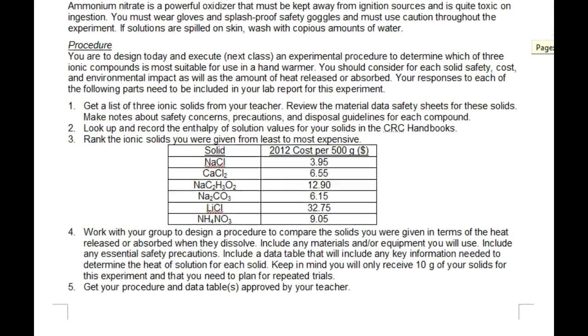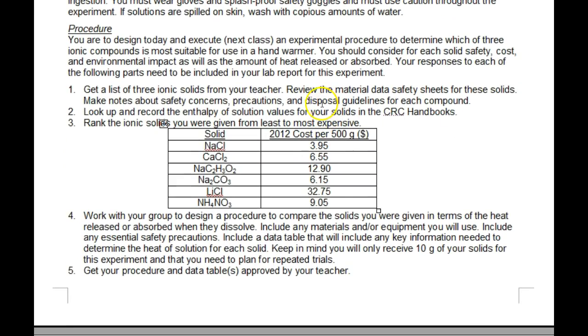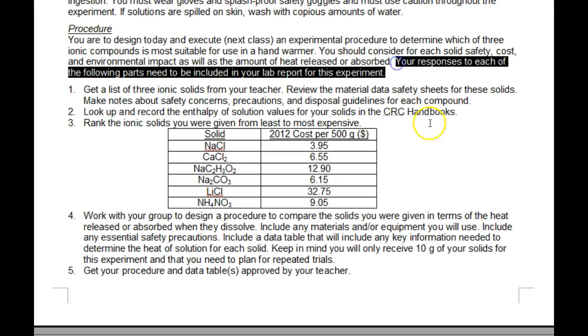Note that in the procedure you were asked to make notes about the safety concerns, precautions, disposal guidelines, record the enthalpy solution values, rank the solids you were given from least to most expensive, and then develop your procedure and data table. I don't need your procedures specifically in your lab notebooks. You can put them in there if you would like, but you definitely need to have the other information that was listed here, and it says that up here at the very top before step 1 of the procedure.